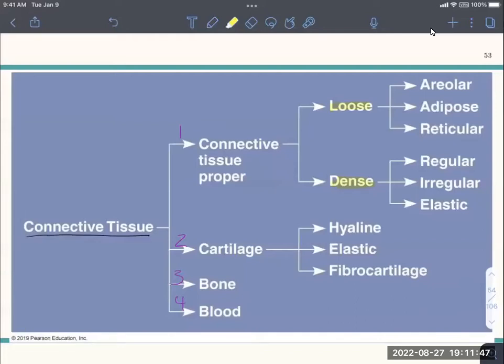We're looking at loose connective tissue. We have areolar, adipose, and reticular. Dense connective tissue, we have dense regular connective tissue, dense irregular connective tissue, and elastic tissue. Cartilage, we have hyaline cartilage and elastic cartilage. We also have fibrocartilage. And then we have bone and we have blood.